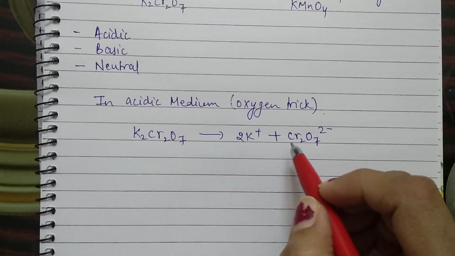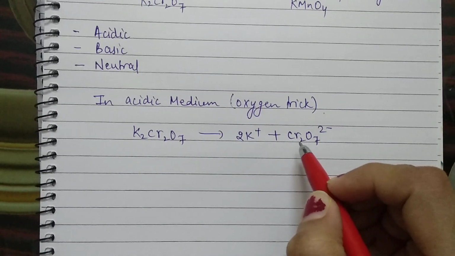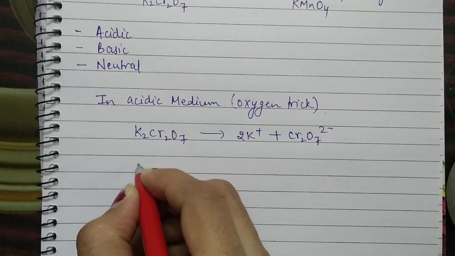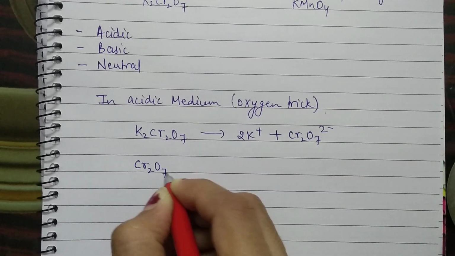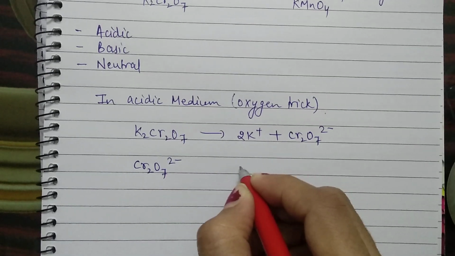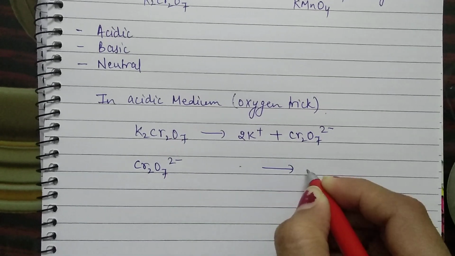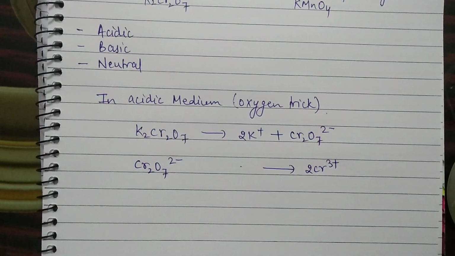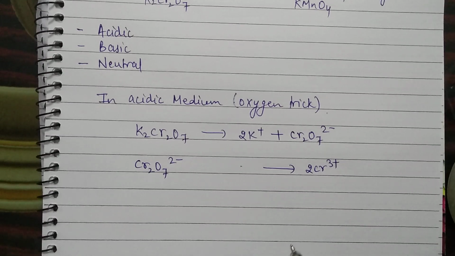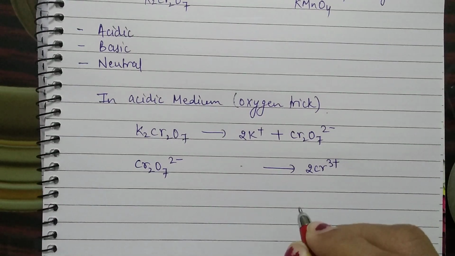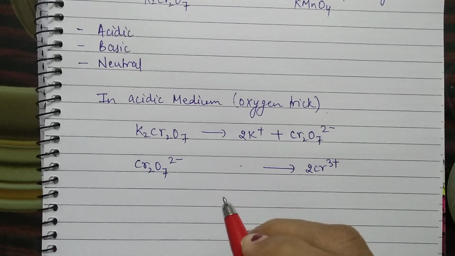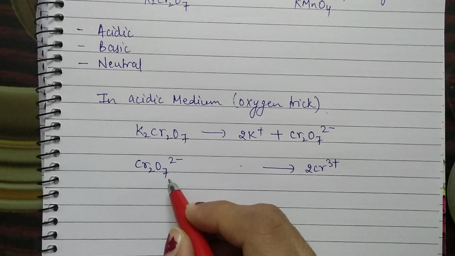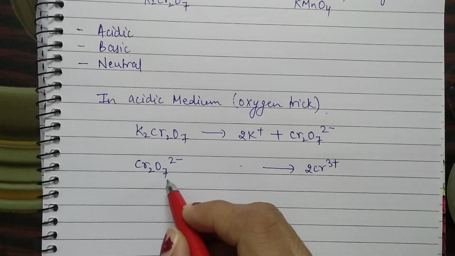Whatever happens is with the dichromate ion. So we'll look for the reaction of dichromate in the presence of acid. We just have to remember one thing, that dichromate ion gets converted into twice of chromium 3+ ion in the presence of acid, and the rest we can balance accordingly. So first of all, we'll balance oxygen atoms on both sides of the reaction. Here we can see that on the reactant side 7 oxygen atoms are present.